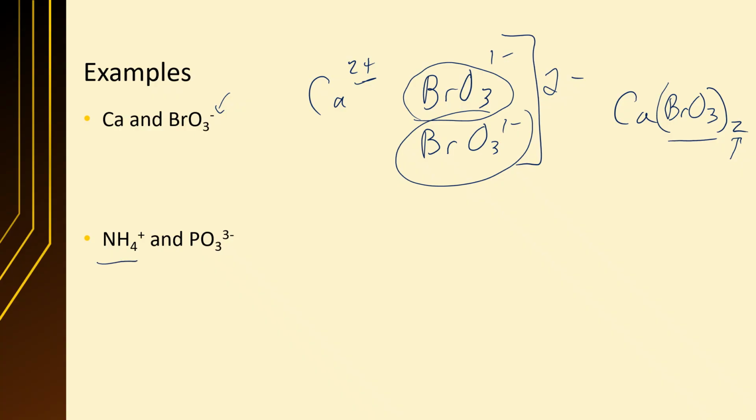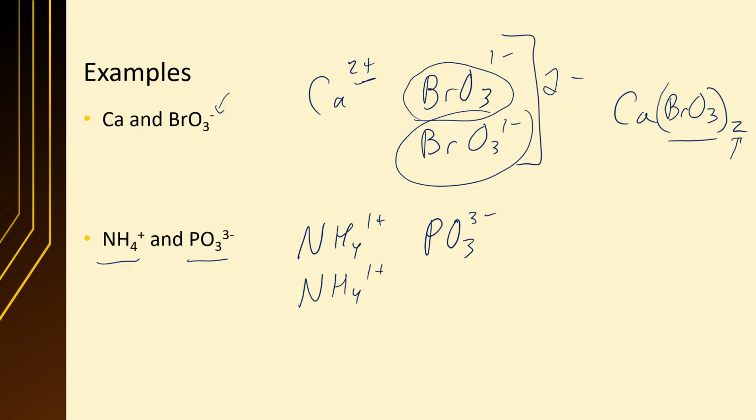I have NH4 ammonium, which has a +1 charge, and phosphite, which is PO3 -3. This is a different one from phosphate that we saw on the previous slide. But we have enough information here to solve. I have a +1 charge and a -3 charge. They don't match. I need an extra ammonium.